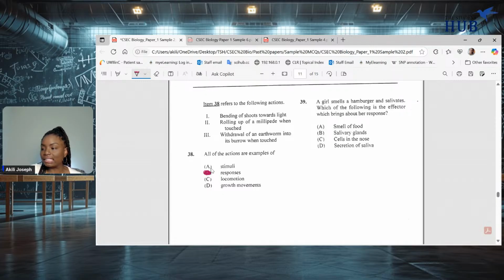So the correct answer here is, I'm not too sure if that's the answer from 38 or if you're saying B for 39. I wasn't paying attention. But the answer for 39 is also going to be B, right? Your effectors are always muscles or glands, right? So your salivary gland is going to be your effector.